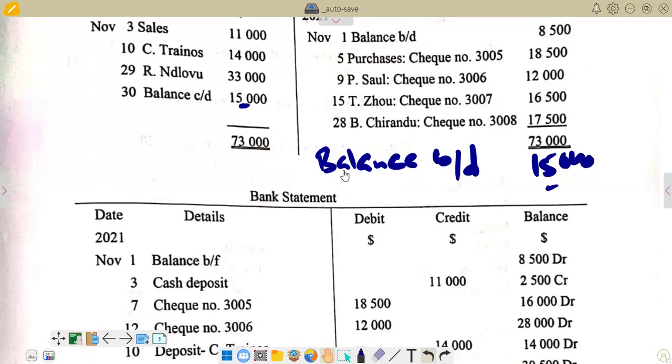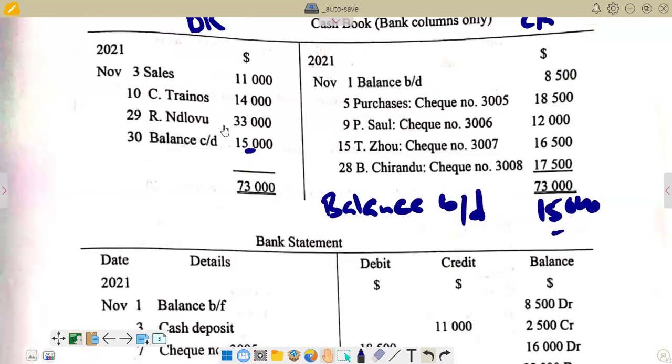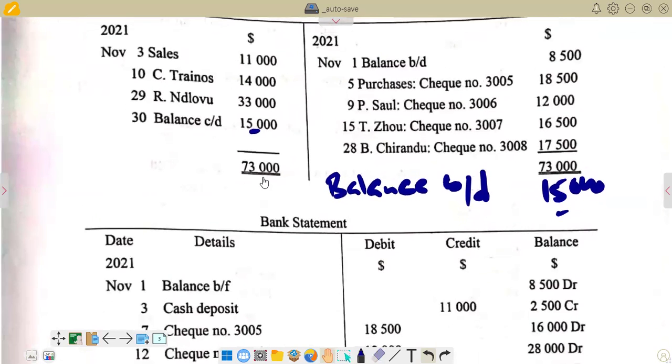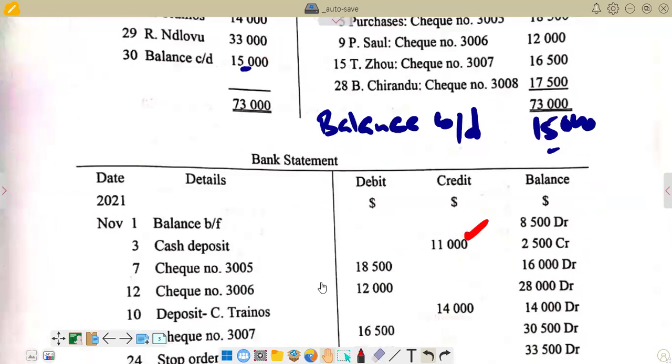So we are going to start by checking that what is on the debit side of the cash book is similar to what we have on the credit side of the bank statement. First of all, you check the figure that we have on the credit side of the bank statement. Like here we've got 11,000. Then we go to the debit side of the cash book to check if 11,000 is appearing. So we have got 11,000 appearing there. So it means that 11,000 is appearing on both sides.